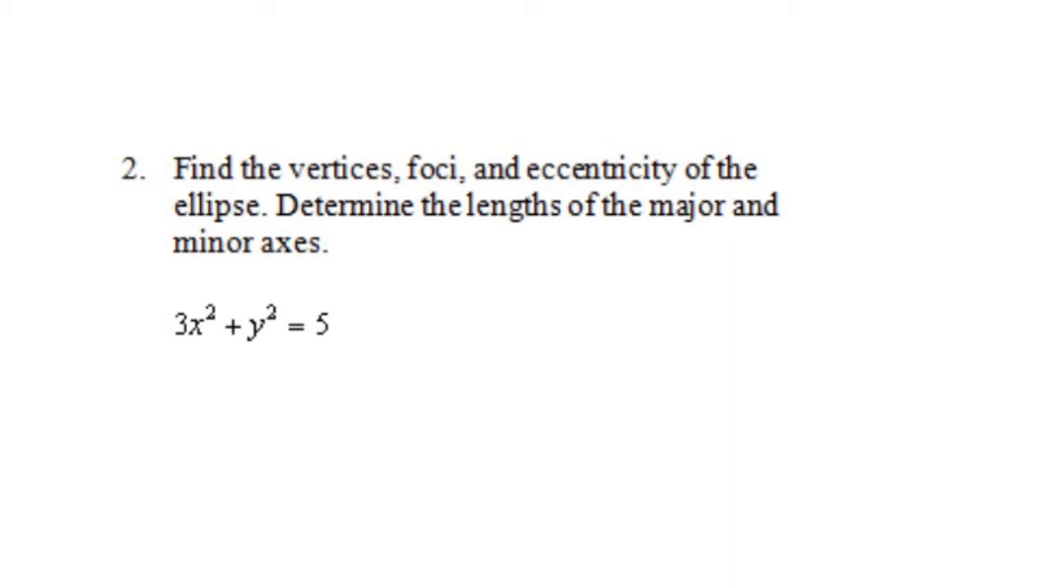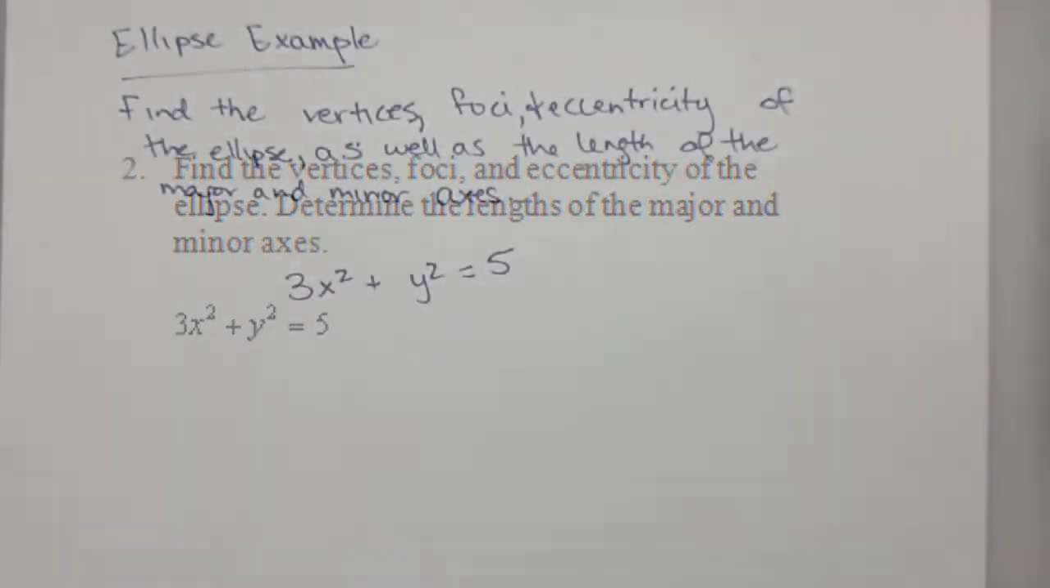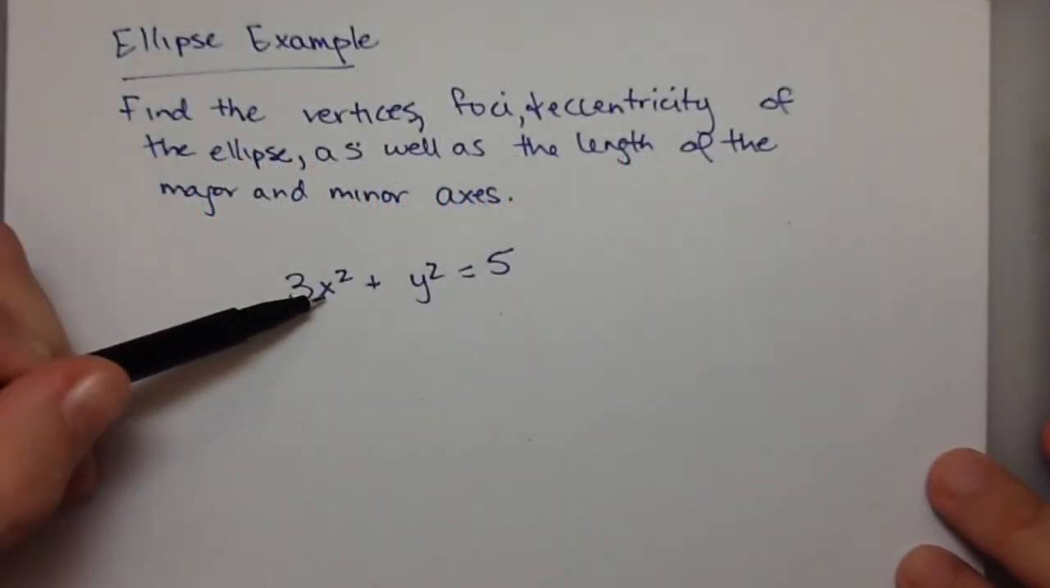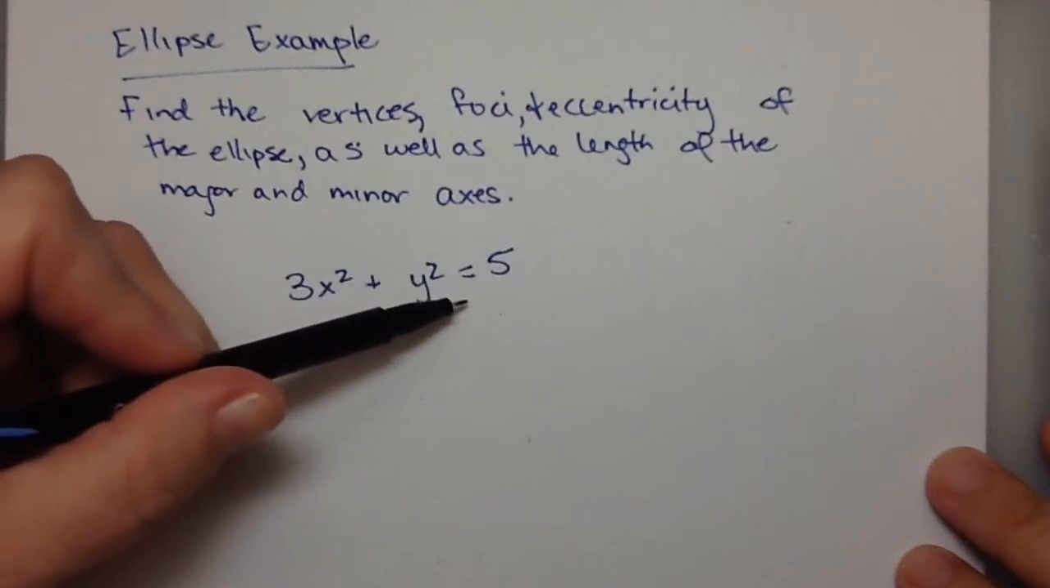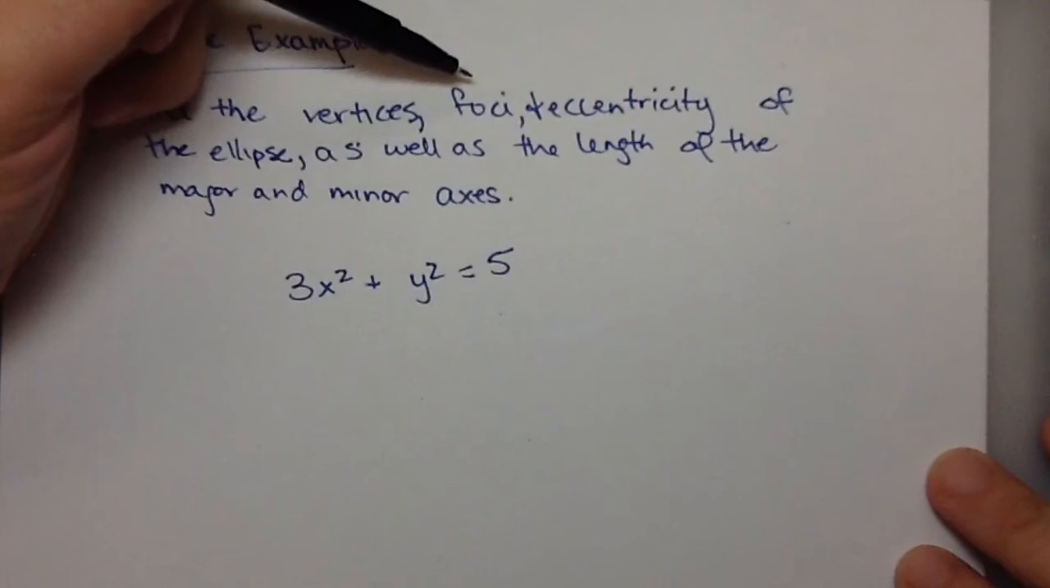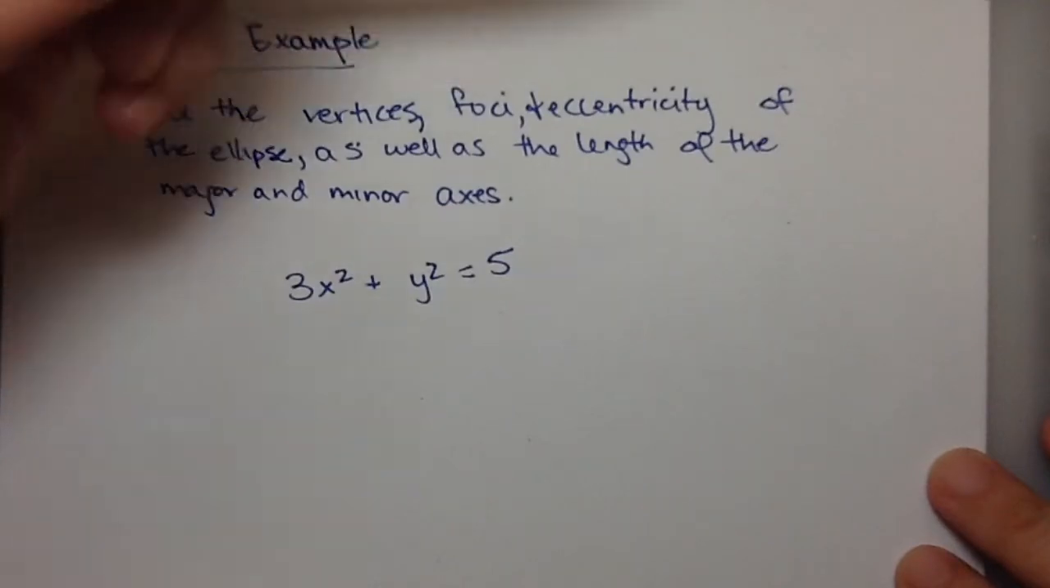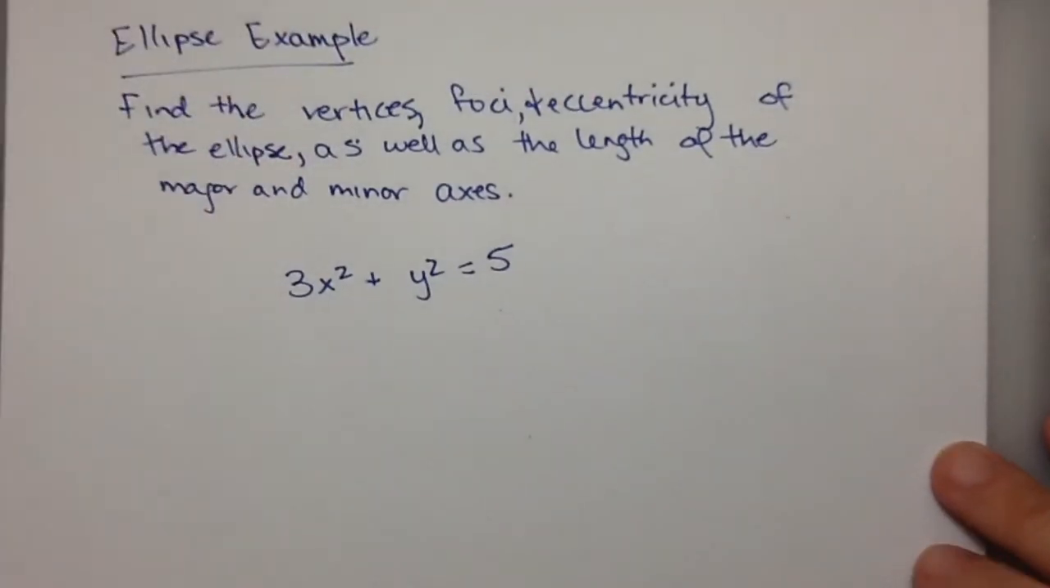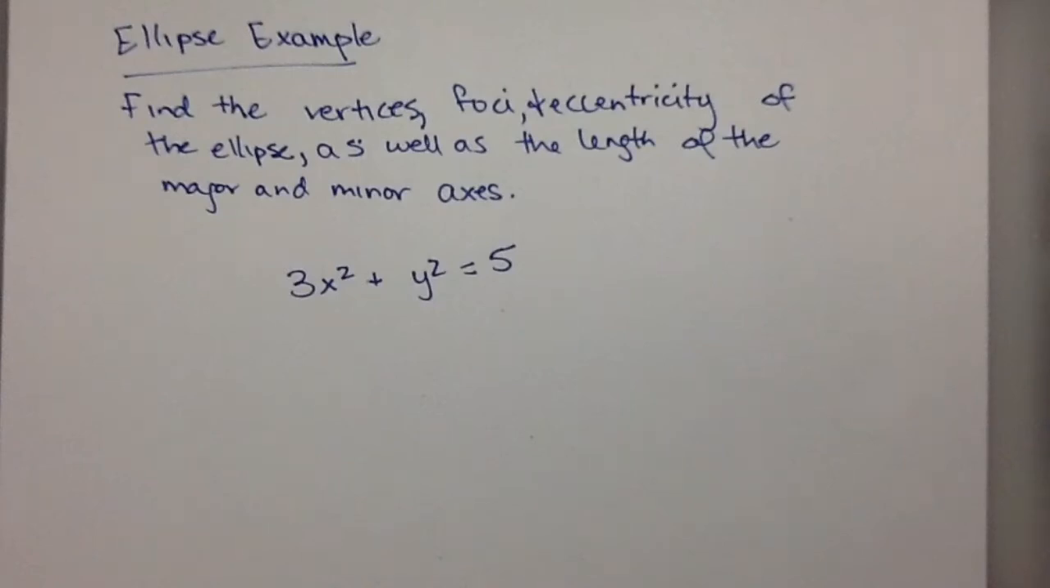We're doing a problem about an ellipse. So given this equation, 3x squared plus y squared equals 5, we're trying to find the vertices, foci, eccentricity of the ellipse, as well as the length of the major and minor axes.